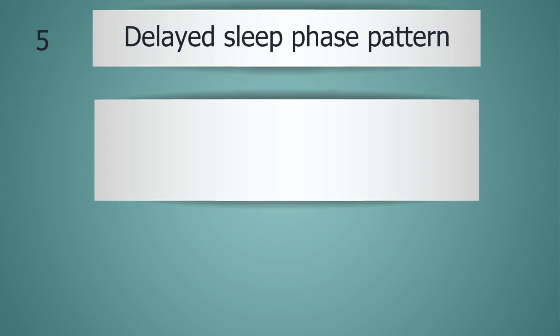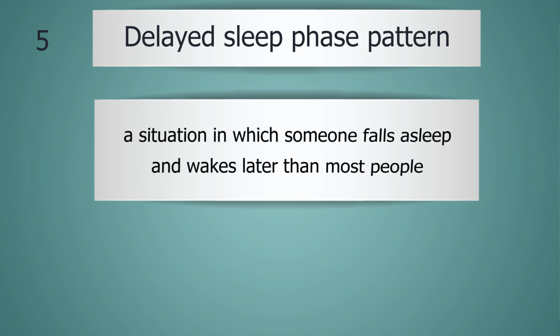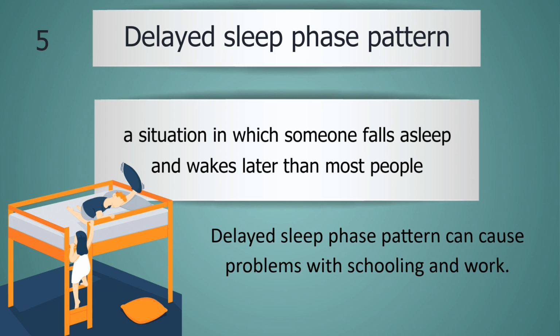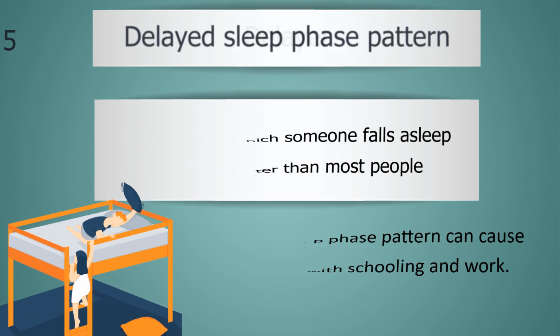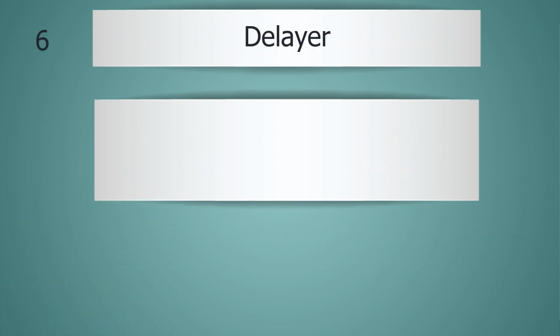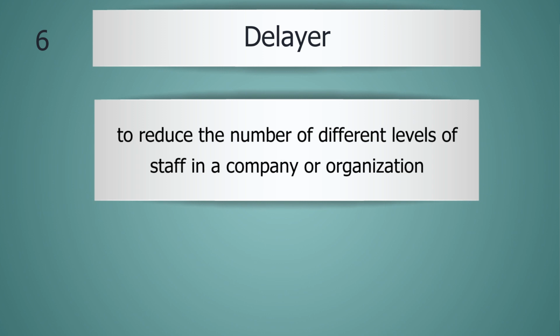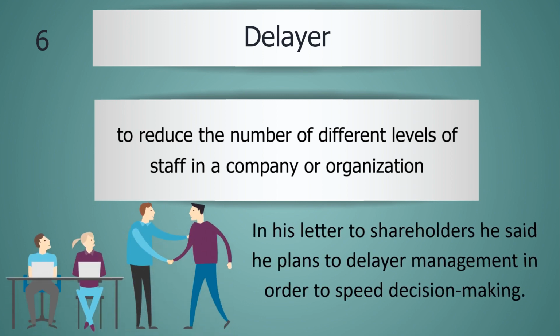Delayed sleep phase pattern. A situation in which someone falls asleep and wakes later than most people. Delayed sleep phase pattern can cause problems with the schooling and work. Delayer. To reduce the number of different levels of staff in a company or organization. In his letter to shareholders, he said he plans to delayer management in order to speed decision making.